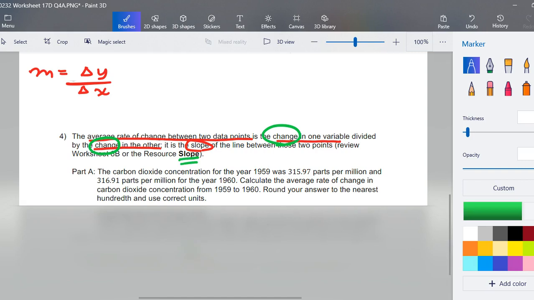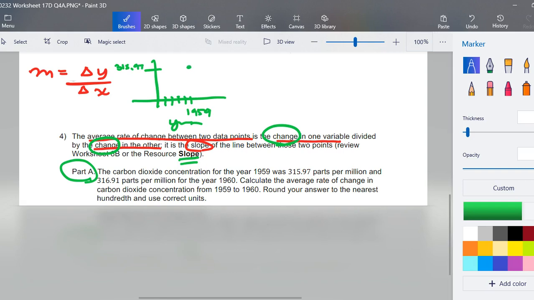If slope is a bit rusty for you, don't forget that in your quantitative reason class, your Math 1332 class, you can go look at the resources in the very back of your book, or they're listed in my math lab, and go review slope, or find a resource online to explain slope. Anywhere you go, part A says the carbon dioxide concentration for the year 1959 was. And so as I'm reading this, I'm going to be thinking that if I had years, because we talked about time probably going on the x-axis, then could I have like 315.97 parts per million?